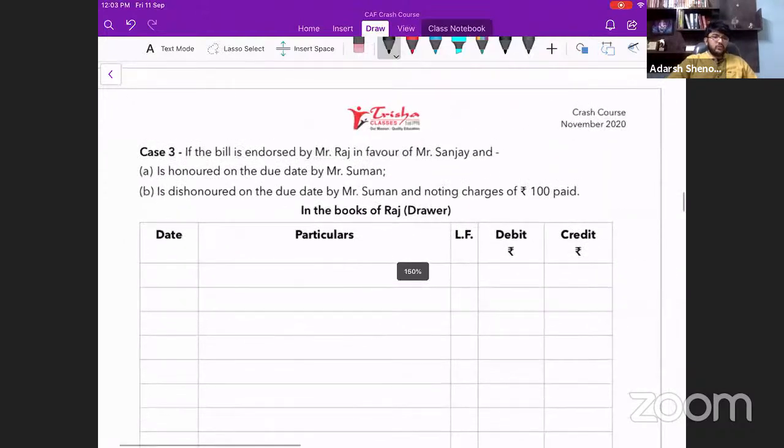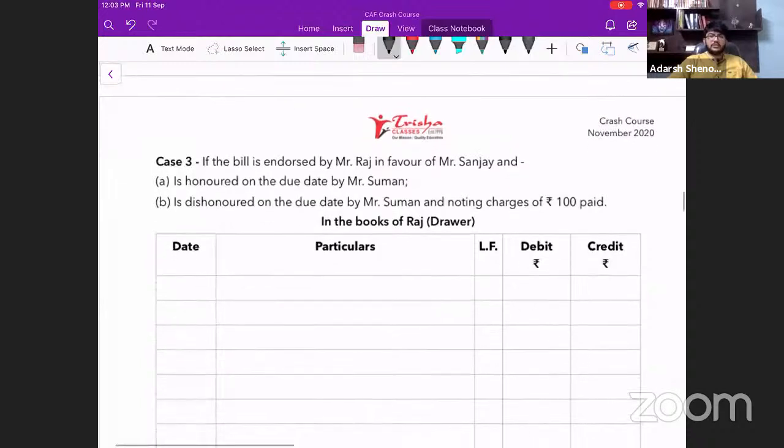Can I go to case 3? Are you comfortable with case 2? We passed entries in both the books for case 2. Now case 3. What is case 3?